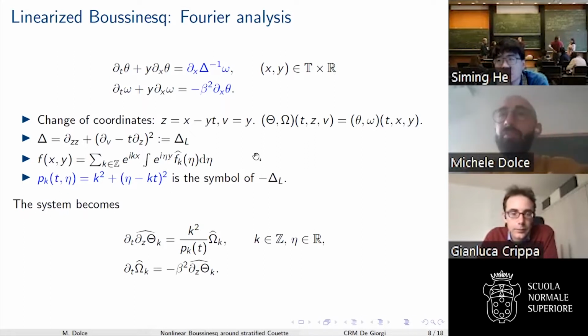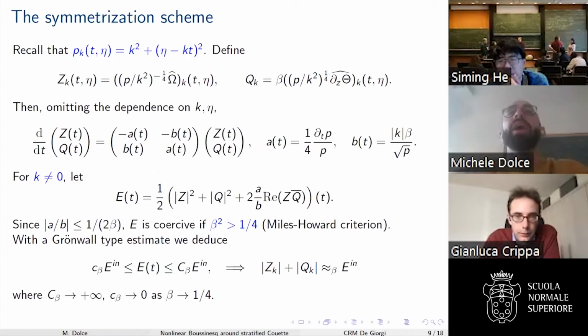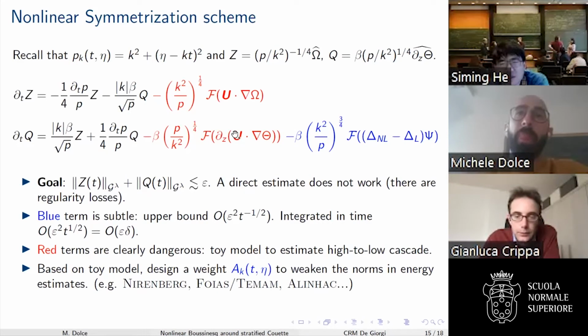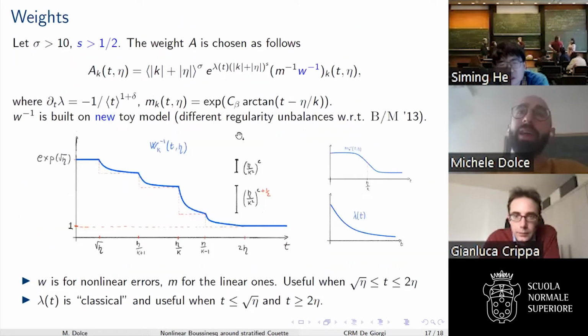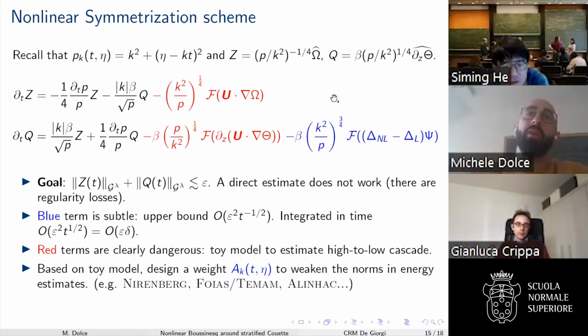I cannot even write here. So do you use the classical multiplier to treat the red part, and then something else to do the blue part? Yeah, indeed. I didn't write it because it's kind of awful, but the multiplier we had to construct is based on the Boussinesq system, and in particular it has different regularity imbalances. So it is not the classical multiplier of Bedrosian and Masmoudi. We have to reconstruct the toy model based on basically what is the worst case scenario in this nonlinear case.